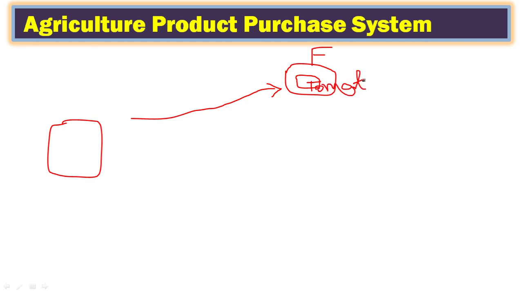Tomato is one crop. Like that, there may be many crops, so we can ask them to grow the crop. Like that, there are many farmers. Maybe for another farmer, we'll ask them to grow paddy. So this is farmer 2, and maybe we'll ask them to grow the paddy.